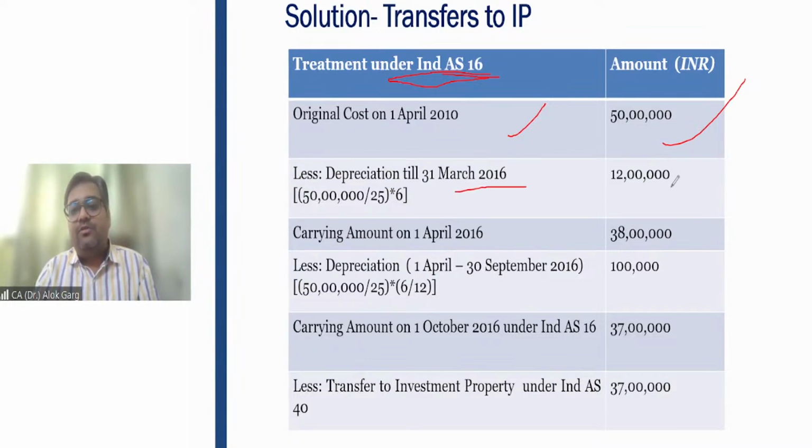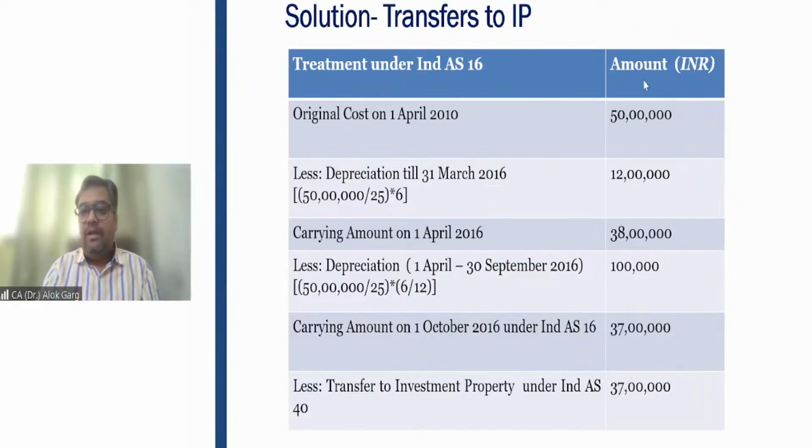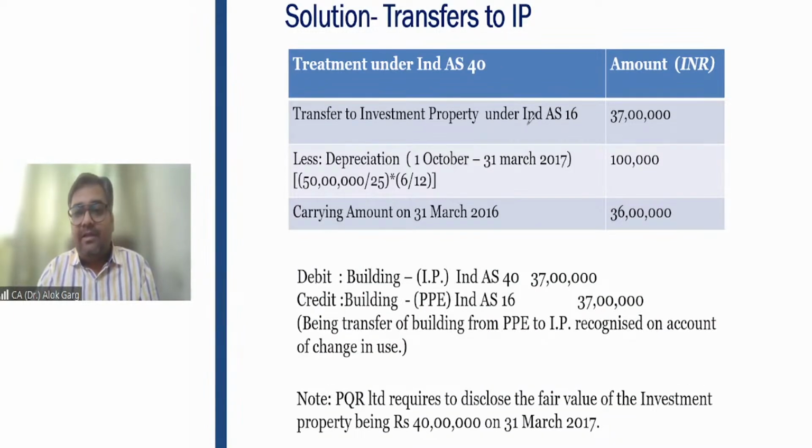Depreciation up to 31st March 2016, 6-year depreciation at the rate of 2 lakh, 12 lakh rupees. Carrying amount is 38 lakh rupees. Now depreciation for the half year, 50 by 25 into 6 by 12, it's 1 lakh rupees. So carrying amount on 1st October 16 is 37 lakh rupees, right? 37 lakh. So now this 37 lakh needs to be transferred to the investment property. Transfer to the investment property. Okay. Clear? So transfer to investment property 37 lakh on 1st October, right?